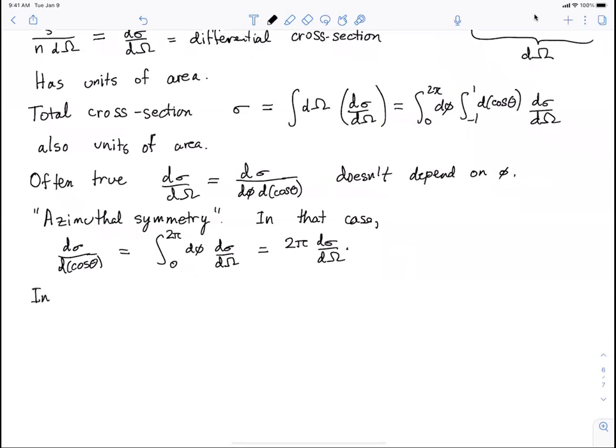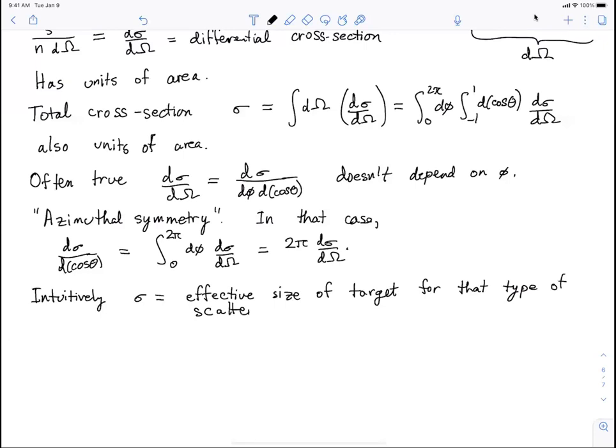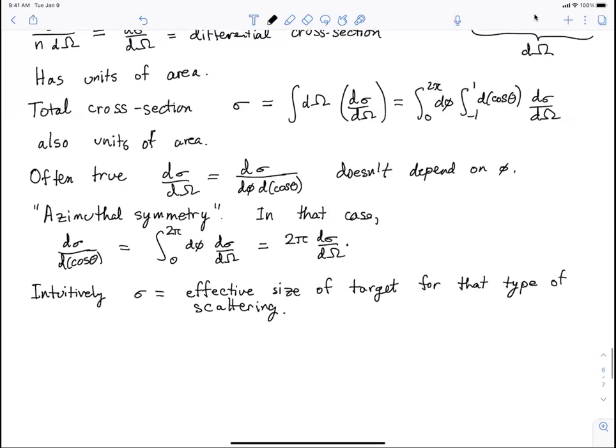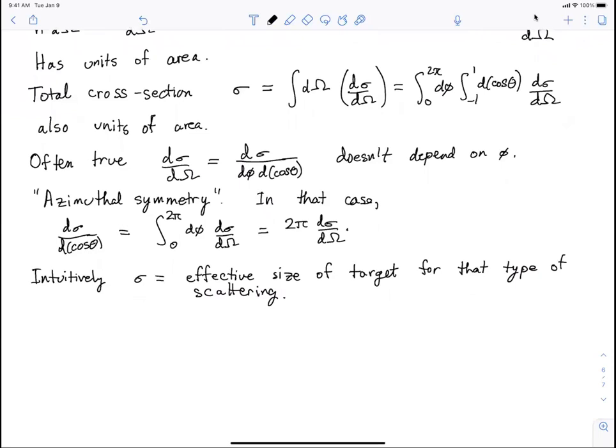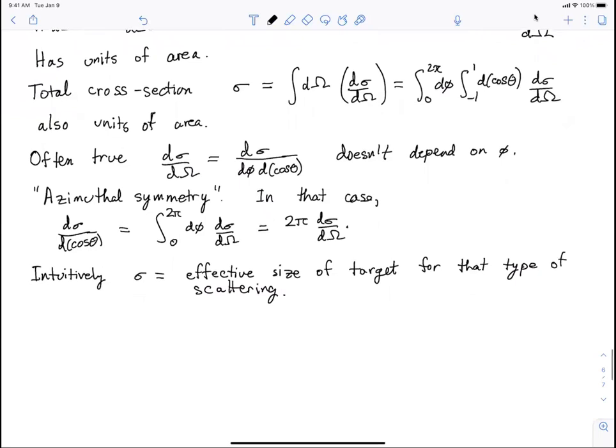Okay, and intuitively, what the cross section is telling you is the effective size of the target, not its actual size, but the effective size that it has as far as scattering particles. And so that depends on the type of scattering that you're doing. In other words, what the particles are, how they're interacting, and stuff like that. So I'm writing for that type of scattering. So a given target will probably have a different cross-section for electrons or protons or any other different kind of particle.